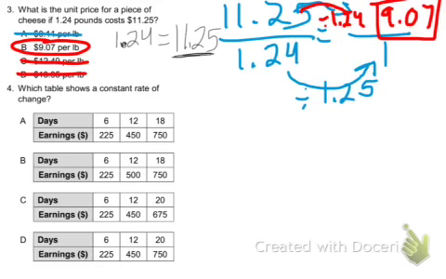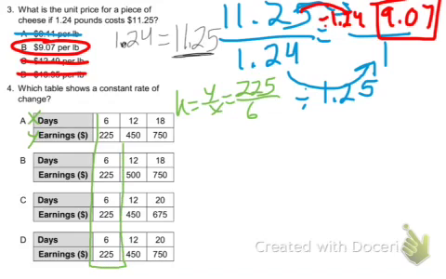Now 4, let's find our constant. So this is Y and this is X. Days are X, earnings are Y. So to find our constant, it's Y over X. So we need 225 over 6. And we know that that has to be our constant because in this first column, they all have the same X and the same Y.